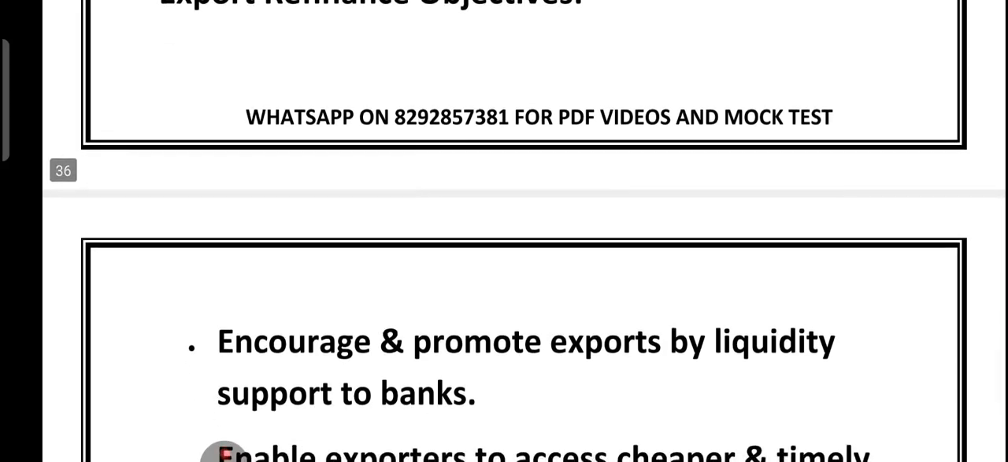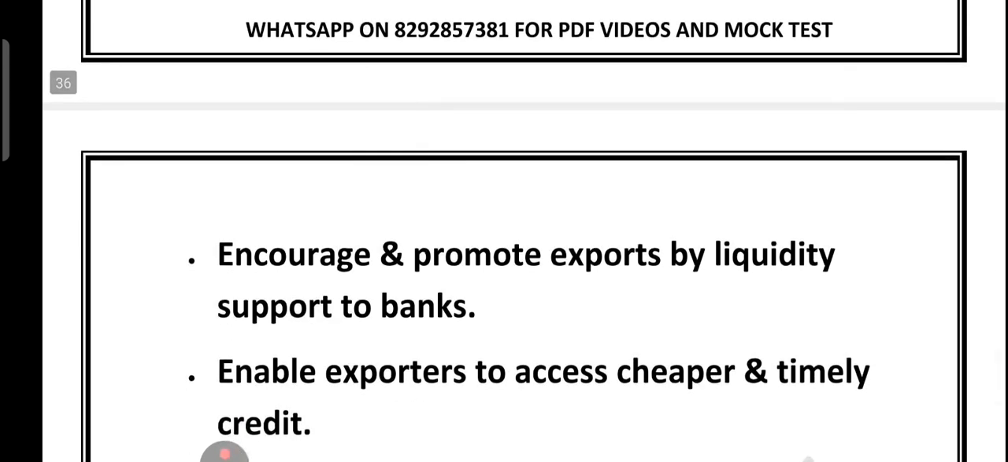And it enables exporters to get cheaper and timely credit, because the bank feels secure to lend to them. Why? Because they have access to the refinance. Right, so it helps exporters access funds quickly at lower cost.